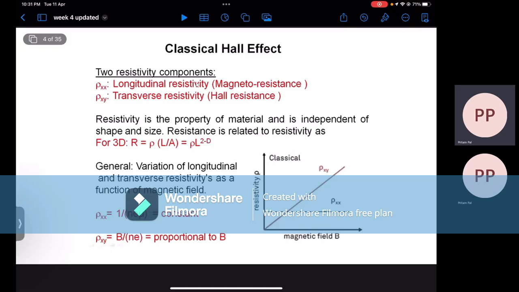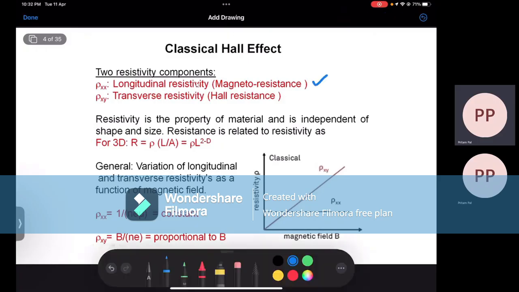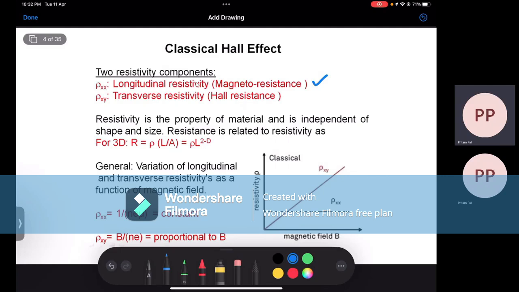So this is what I was talking about, the rho xx, which is longitudinal resistivity, and rho xy, which is the transverse resistivity. It's transverse because the resistivity is measured along the y-axis, which is perpendicular to the x direction of the current, and the longitudinal one is the resistivity of the material we are measuring along the direction of the current.